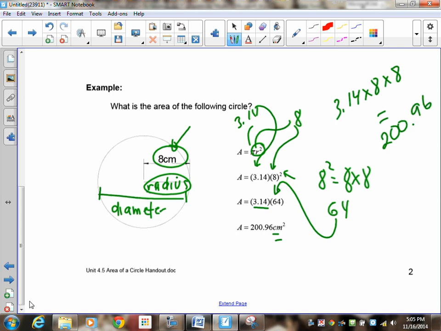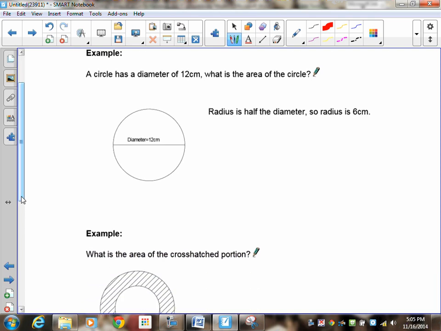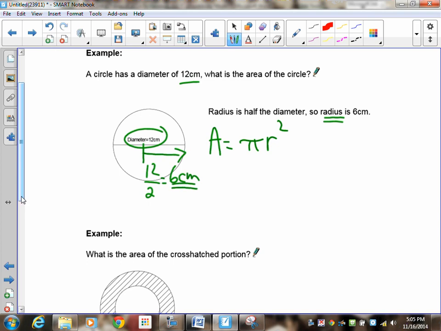All right? So let's go to the next question. A circle has a diameter. Now this one's slightly different. In this case, I'm given the diameter. Remember, the formula is pi r squared, and r is radius, right? So before I can do anything here at all, I've got to change the diameter here, which is 12, to the radius, and I need to work with just half of it. So this is where 12 divided by 2 becomes 6 centimeters. Once I have 6 centimeters, I can continue doing my question.